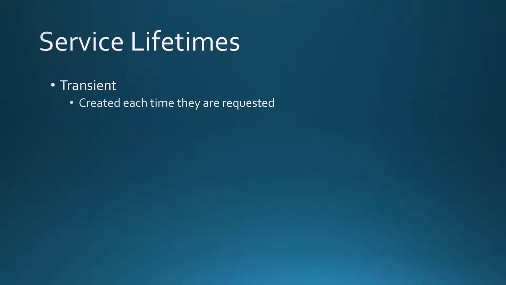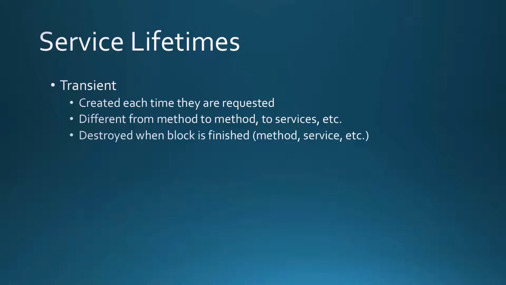Now, another service lifetime is what's called transient. This is created literally each time they are requested. Even if it goes from one method to another method or to a different service, it's always going to be a new instance of that object. And it's finally destroyed when that one block is finished. So when that one method finishes, if it goes to another method, then that new method gets a new instance. It's destroyed at the end of that block. And then finally it's destroyed in the block that it got called from.